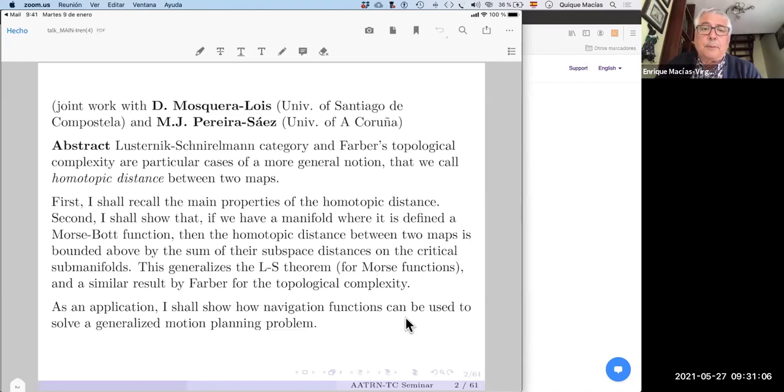First, I shall recall the main properties of the homotopic distance, and second, I shall show that if you have a manifold where a Morse-Bott function is defined, then the homotopic distance between two maps is bounded by the sum of their subspace distances on the critical levels. This generalizes both the Lusternik-Schnirelmann theorem, at least for Morse functions, and a similar result by Farber for the topological complexity. And as an application, I shall show how navigation functions can be used to solve a generalized motion planning problem.